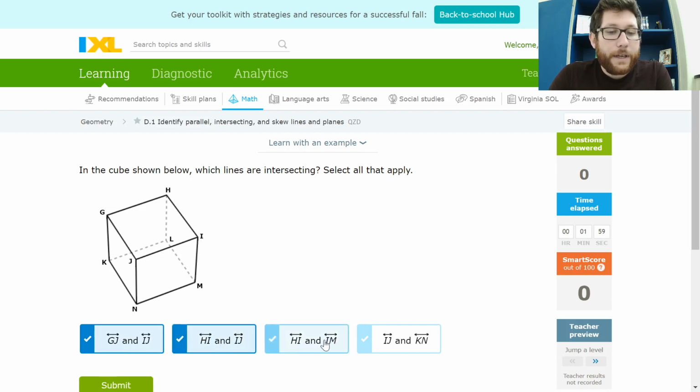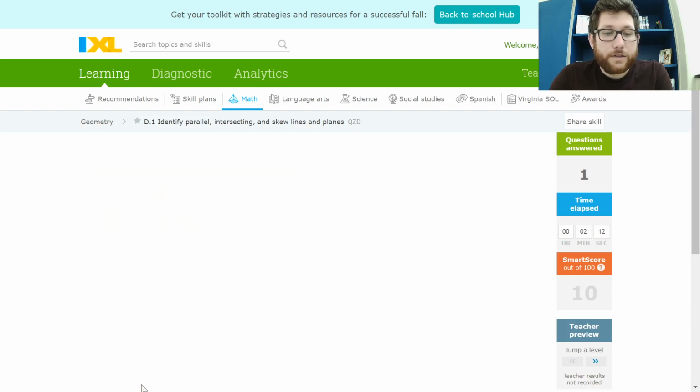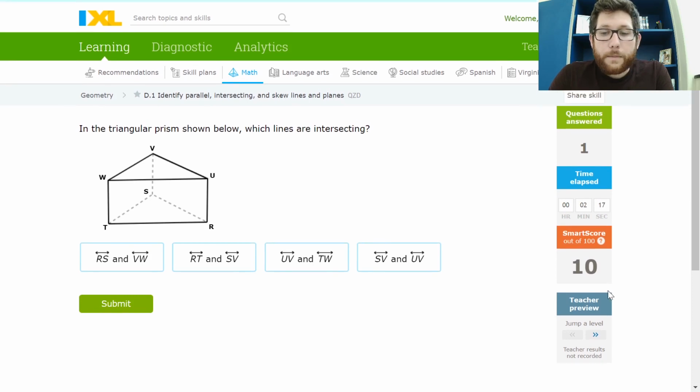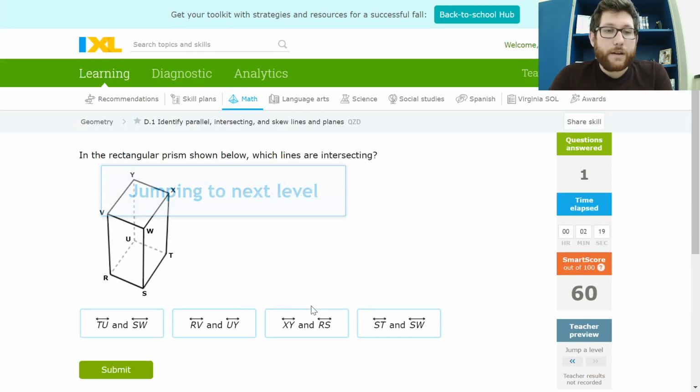HI and IM, kind of a quick hint here, if it's sharing a letter, it's probably going to intersect, and then IJ and KN. Now let's look at IJ is coming this way, KN is coming that way. These do not look like they're going to intersect, so let's just double check that. That looks good. All right, so that's intersecting. That should be kind of a breeze.